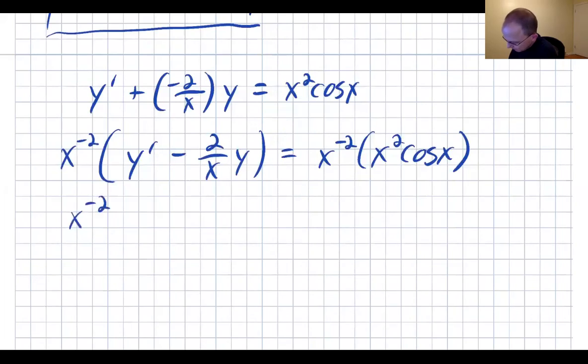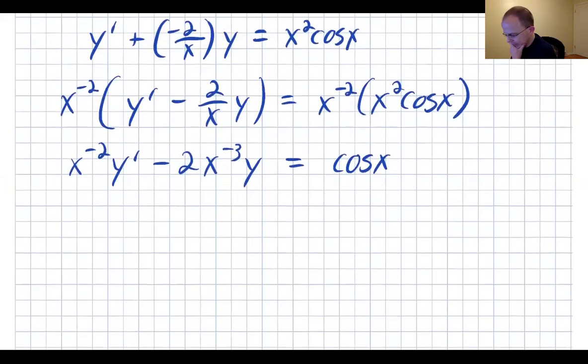Okay, distribute. So this will be x to the -2 and then divided by x. So that'll end up becoming x to the -3. So I'll get -2 x to the -3 times y. And then over here, the x to the -2 and the x squared cancel. So I will get cos x. Okay, perfect. And now we do the thing we normally do when solving first order linear differential equations.